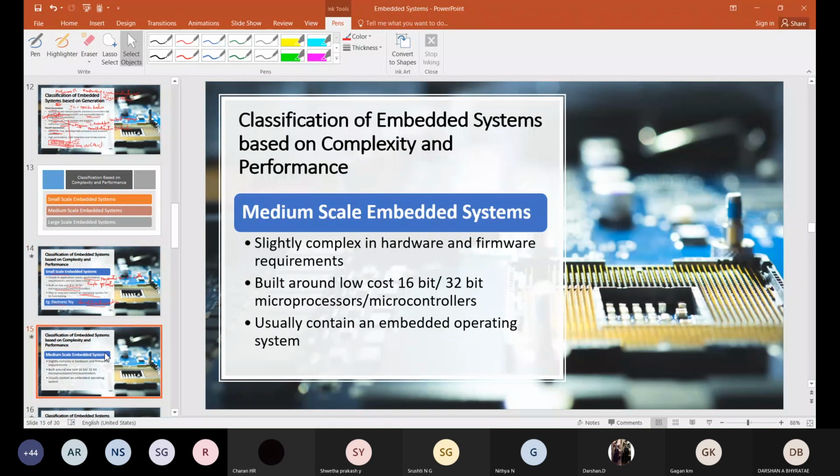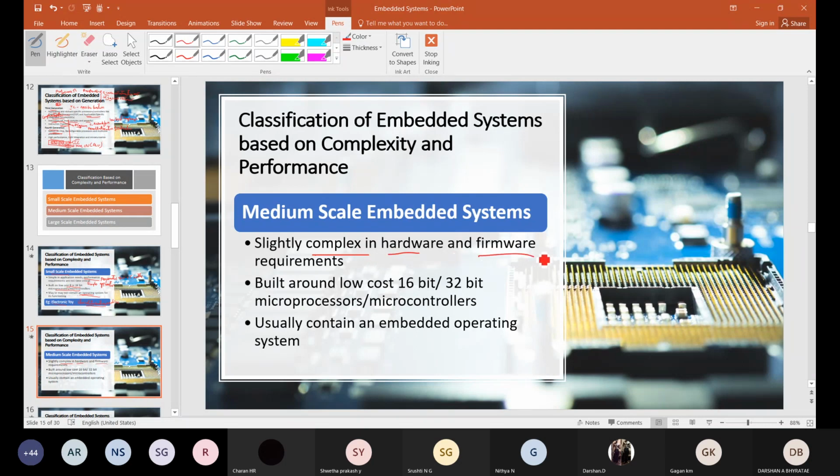Next is the medium scale embedded system. Medium scale embedded system is nothing but the complexity increases. Complexity in the sense it requires more hardware. Okay, whenever the hardware increases, obviously the complexity in the hardware increases, as well as in the firmware.